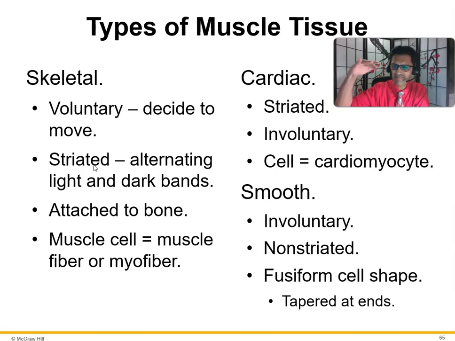They're striated, kind of like when you eat carne asada. That striated look, alternating light and dark bands, which we'll go over. They're attached to bone, and a muscle cell is called a muscle fiber, or a myofiber. In cardiac muscle, which is your heart, they're striated too, but they're involuntary, meaning you don't have to tell your heart to beat.